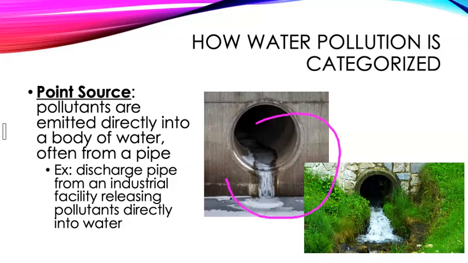So if we take a look at our pictures over here, notice we see the pollution coming right out of the pipe. Same thing with the one on the right, the pollution is pouring out of the pipe directly. We can see exactly where it's coming from.